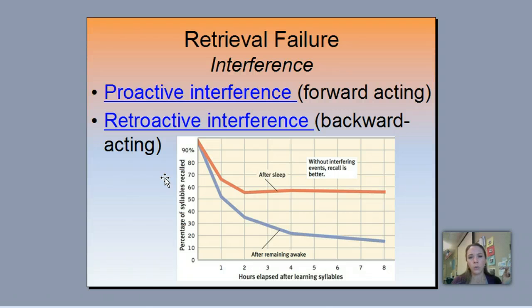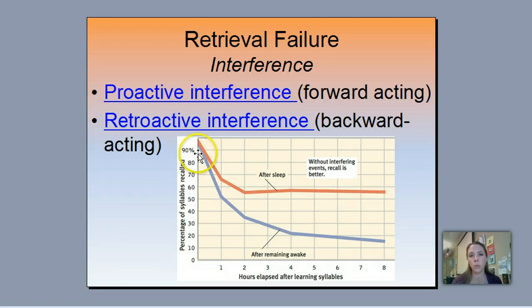I do want you to pay attention to this one right here. This could be a really big implication for you with studying. This is hours elapsed after you've learned a random list, again, of vocab. And this is sleep, so there's no interference going on. And this is after remaining awake. So if you studied or memorized something right before you went to bed, with absolutely no interference, and took your test first thing in the morning, you have a higher recall of the list because there's been no interference, nothing else your brain has had to do.